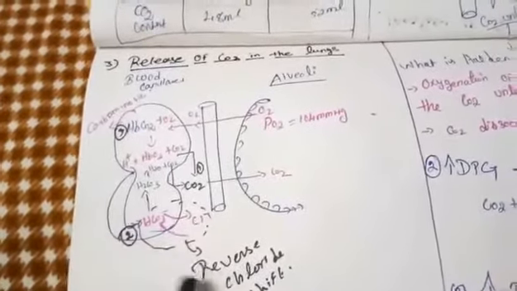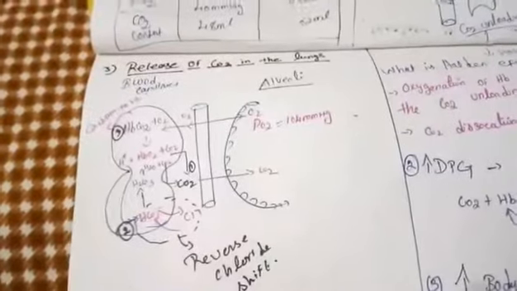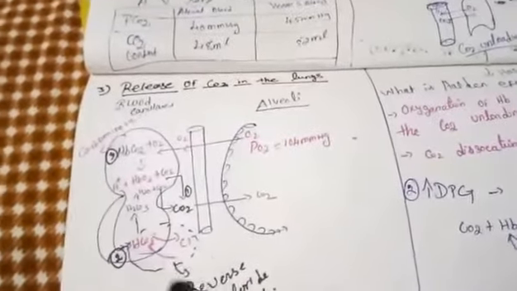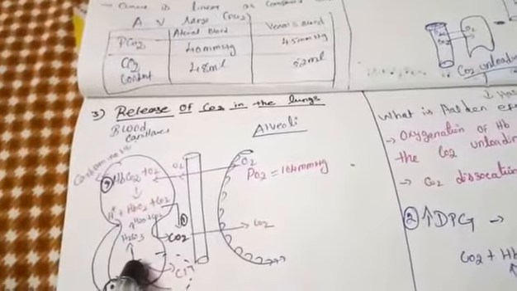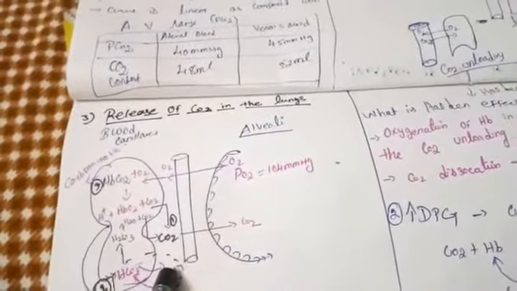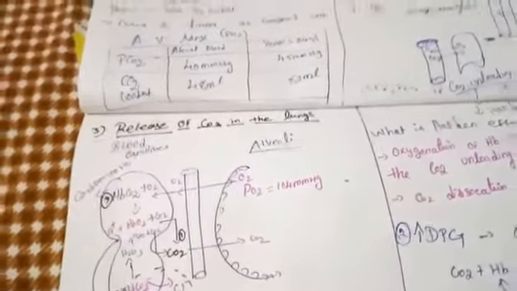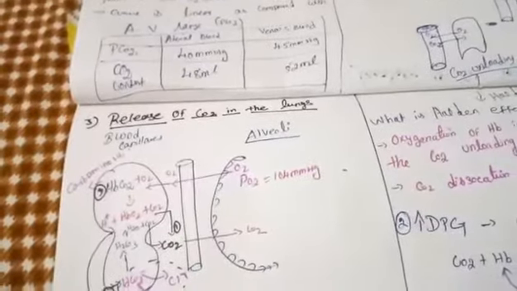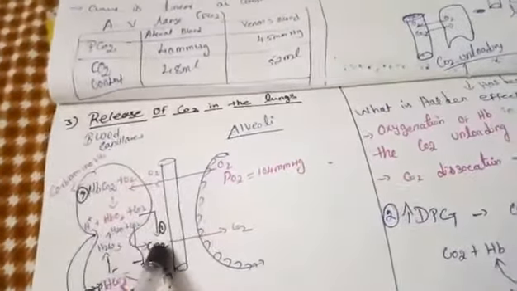What is reverse chloride shift? Reverse chloride shift takes place in the lungs, whereas chloride shift takes place in the tissue. Reverse chloride shift means the chloride from the RBC comes out into the plasma, whereas the bicarbonate from the plasma enters into the RBC, where it binds with H plus and forms bicarbonic acid. It easily dissociates into H2O and CO2. Now the CO2 comes out here.